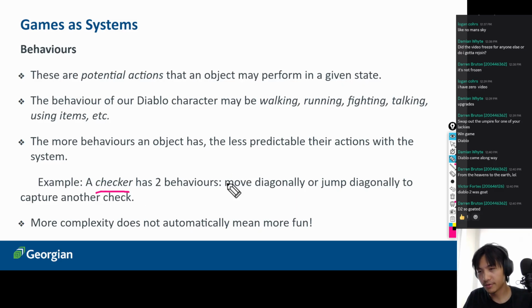A checker in the game checkers has only two things. It can move diagonally or it can jump over another piece. And that's about it. So it can move one square or it can move two squares diagonally. That's all it can do. But the game can actually still end up quite complex.